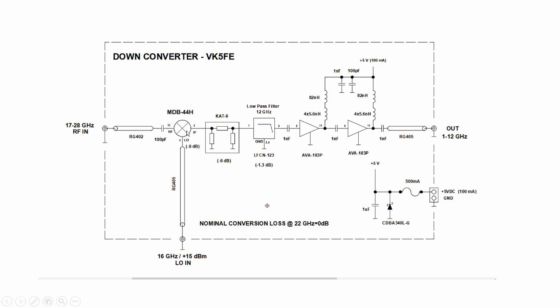This mixer is specified for frequencies from 10 to 40 GHz at the RF and LO ports, and is expected to degrade its response outside this range. The AVA 183P amplifiers are broadband, 0.5 GHz to 18 GHz, and have a nominal gain of about 8 dB, reason why two of them were used. By the way, there are just 4 5.6 nanohenry inductors in the supply path, and not 5, as I said in the first video.